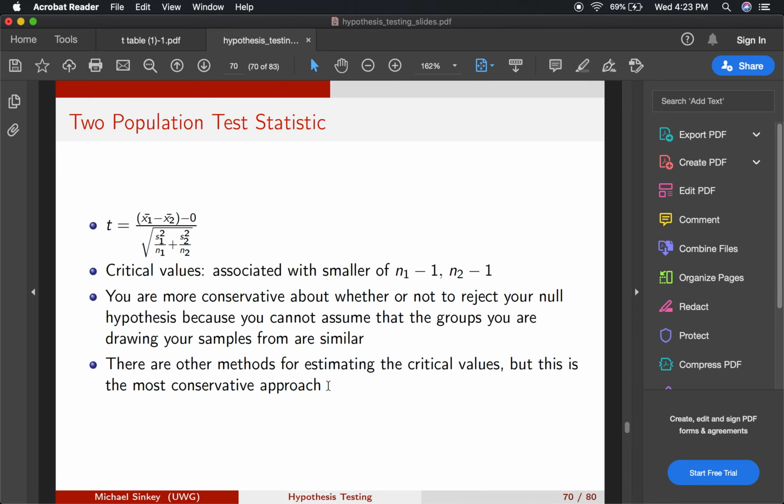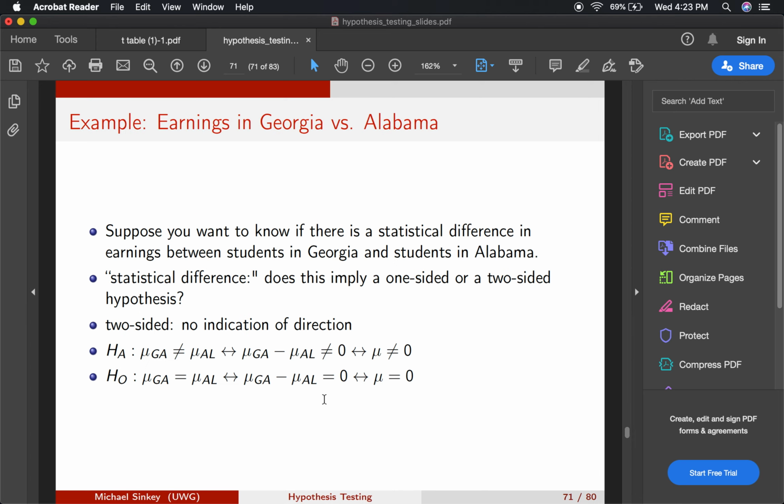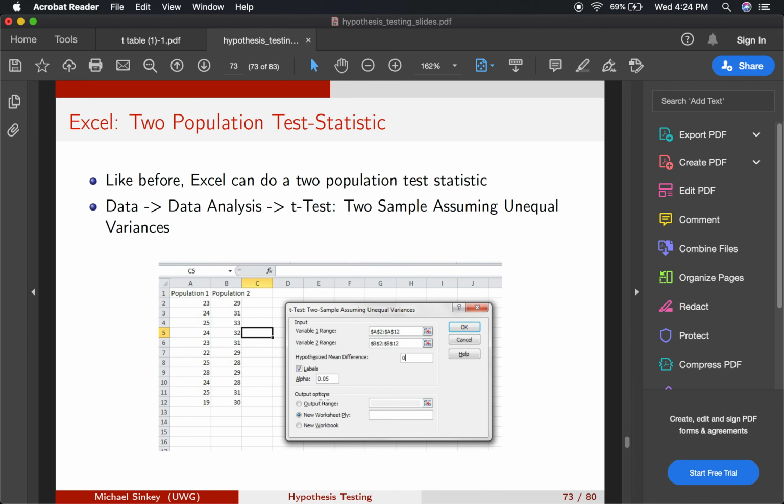A couple comments about the two population test. I think this is the preferred test statistic for comparing two groups. So unless you have some really obvious reason to pool, you should use this test statistic. In Excel, it's very easy to use. Type in the data for one group in column A, the other group in column B, and then just click two-sample, assuming unequal variances. The hypothesized mean difference is always 0.